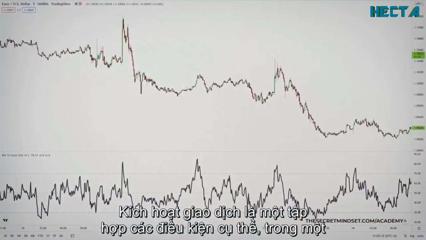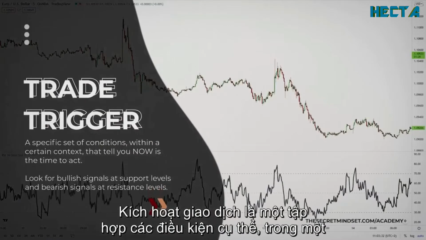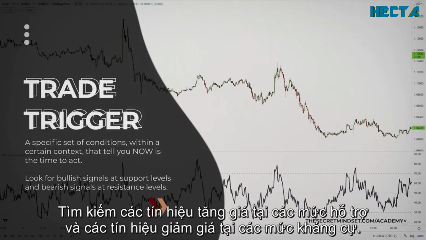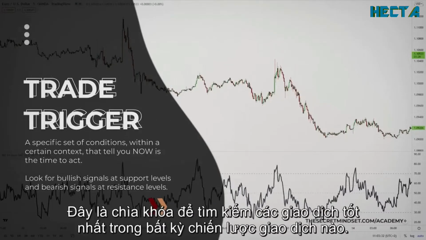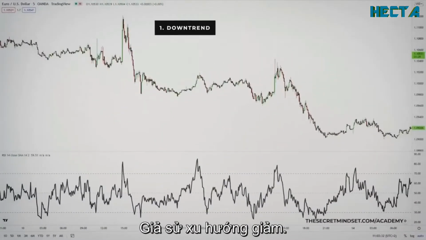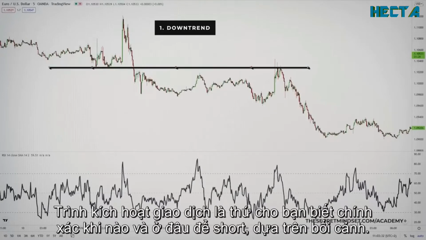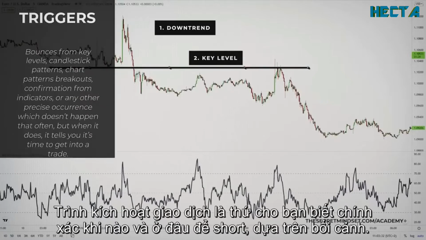A trade trigger is a specific set of conditions within a certain context that tell you now is the time to act. Look for bullish signals at support levels and bearish signals at resistance levels. This is the key to finding the best trades in any trading strategy. Let's assume the trend is down. The waves to the downside are bigger than the corrections higher. The trade trigger is what tells you exactly when and where to get short, given the context.